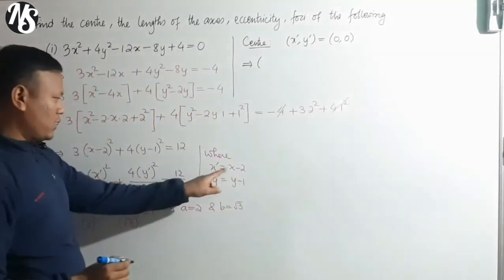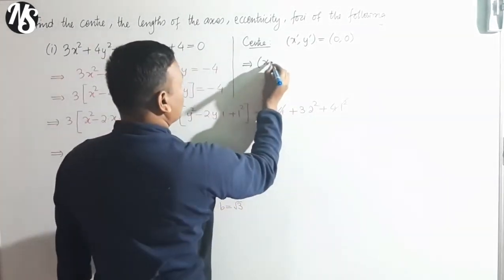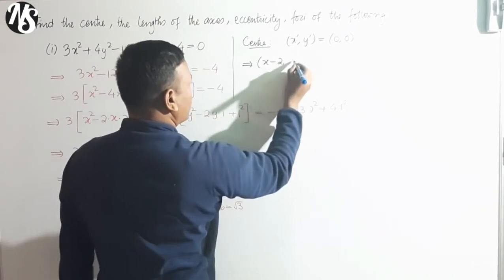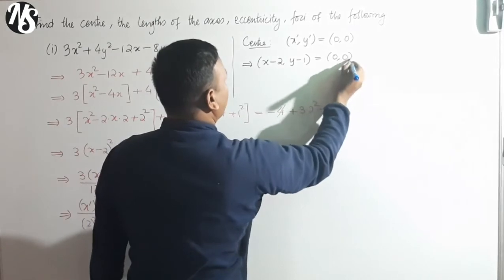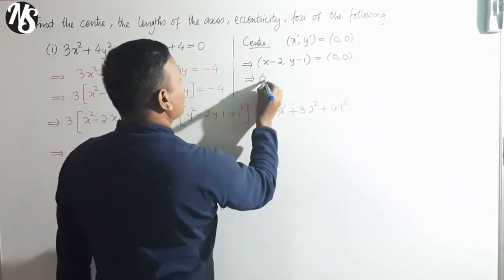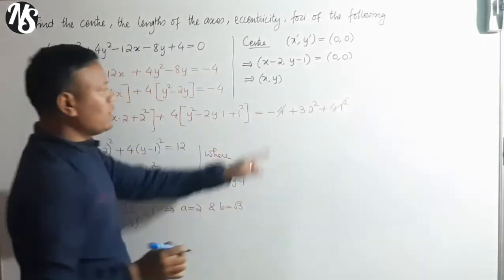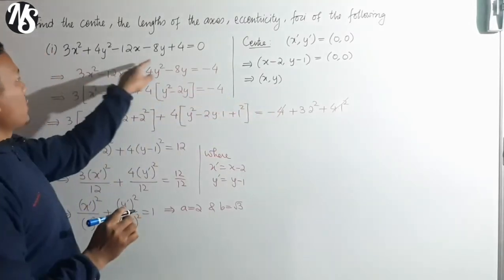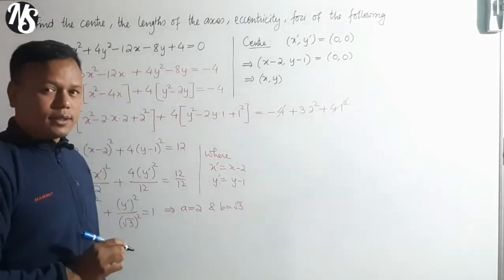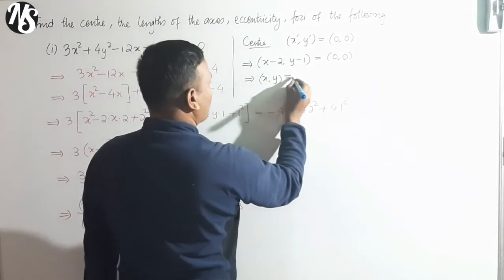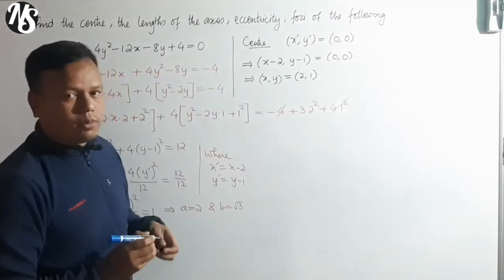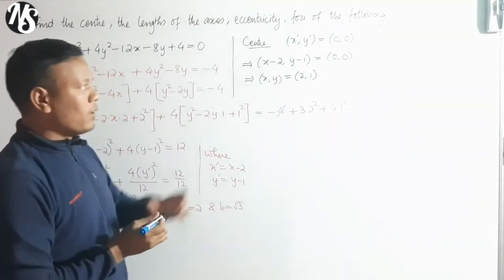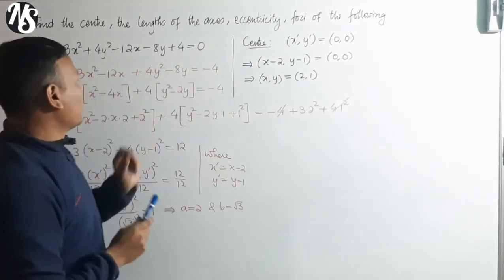X dash is x minus 2, isn't it? So instead of x dash I am writing x minus 2, and y dash is y minus 1, equals 0 comma 0. So from here, what is x comma y? Because ultimately we are interested in x and y, because our equation contains x and y, isn't it? So from here x and y turn out to be 2 and 1. That's why my center is 2 comma 1 in this case. Okay, we have already seen this kind of problem.